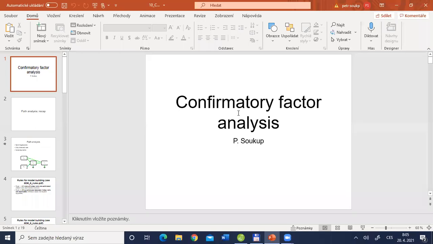So the main topic today is confirmatory factor analysis. But before we start the discussion about confirmatory factor analysis as an alternative, or structural equation modeling analogy, to exploratory factor analysis, I would like briefly to recap the previous discussion, and I would also like to go to some general rules for structural equation model building.